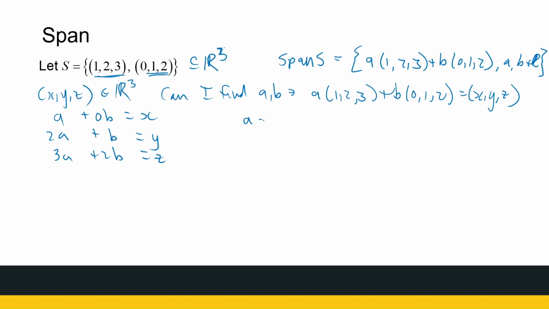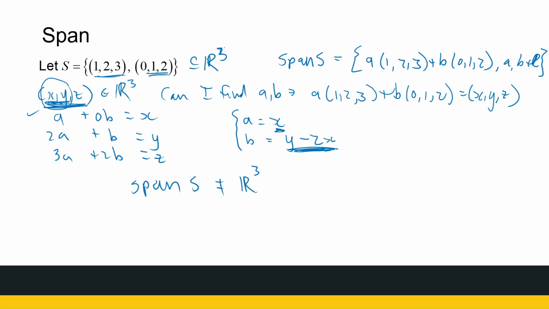Well, if I set a equal to x, which we get from our first equation, b must then be equal to y minus 2x. Well, b here is dependent on a. So as a changes, b changes. That means it wouldn't work for an arbitrary x, y, and z because they depend on each other. I'm not even looking at z because I can already see that the span of S is not going to be the whole of R3. The span of S is going to consist of an infinite number of elements, but not the whole of R3.